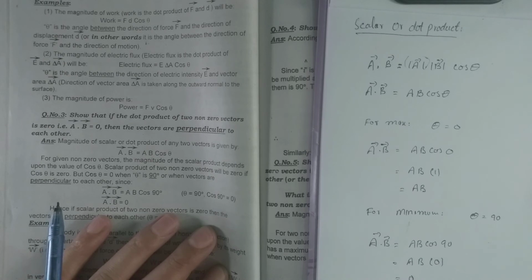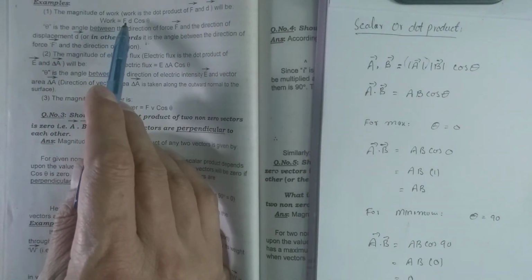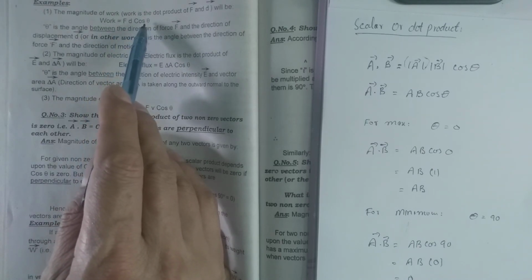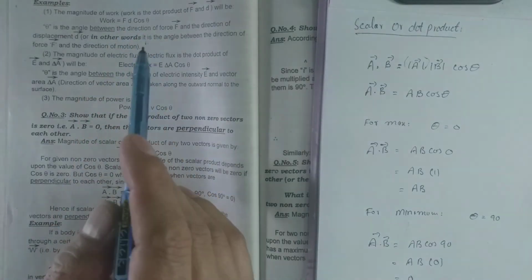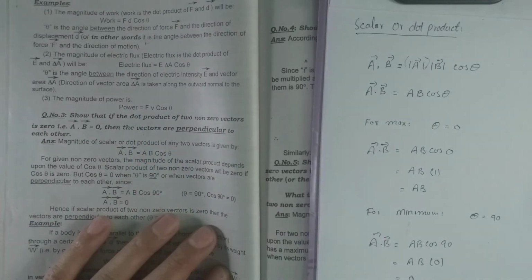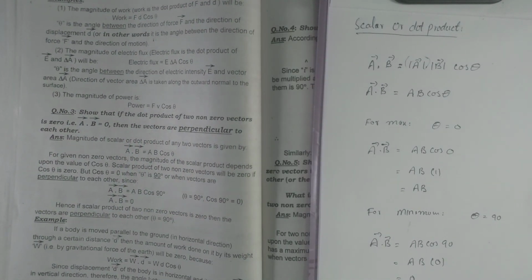And if the angle is equal to 180 degrees, you get a negative scalar quantity. For example, if force and displacement are at 180 degrees to each other, you get minus F d, which is a negative work. Similarly, you get negative electric flux and negative power. And these cases are given here.